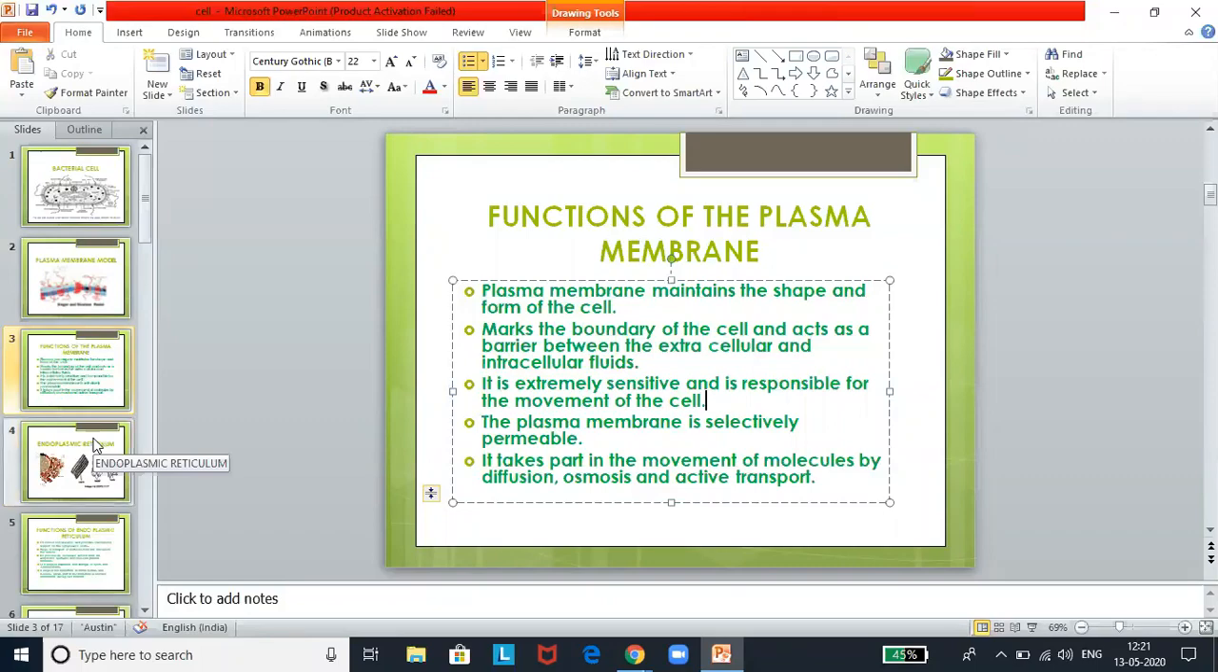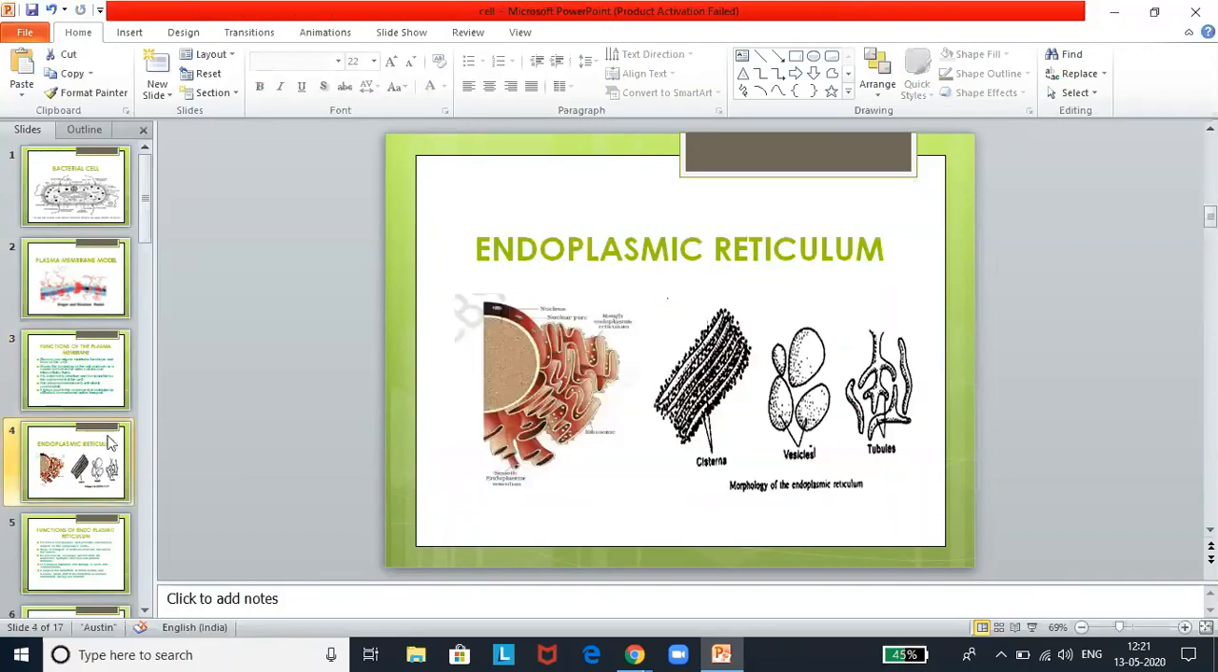Now the next organelle we are going to look at is the endoplasmic reticulum. This is the diagram they have given in the textbook. I have put it to explain what are cisternae. Cisternae are structures that are flattened like this, vesicles look like this, and tubules look like this.